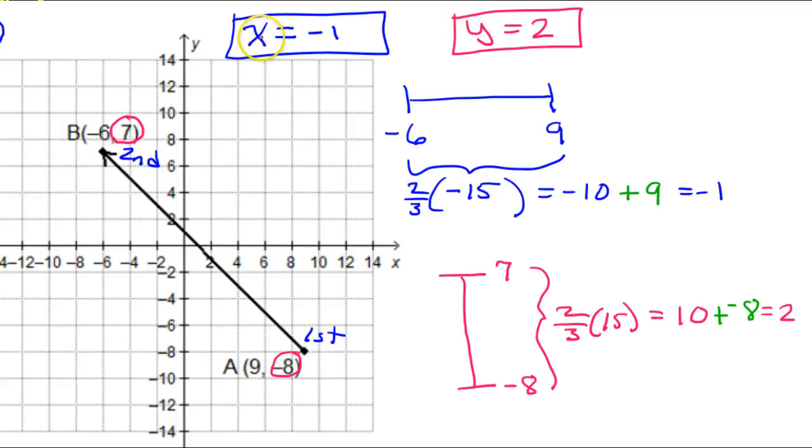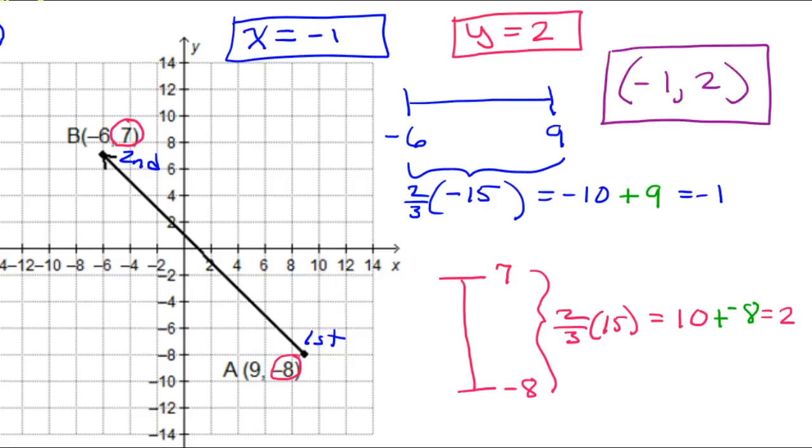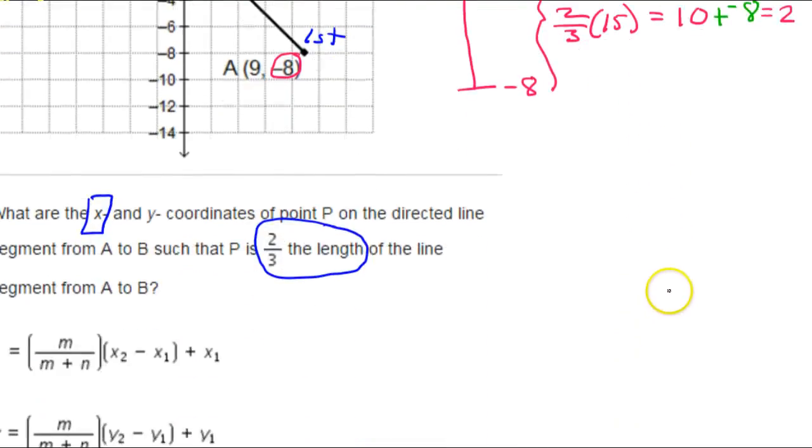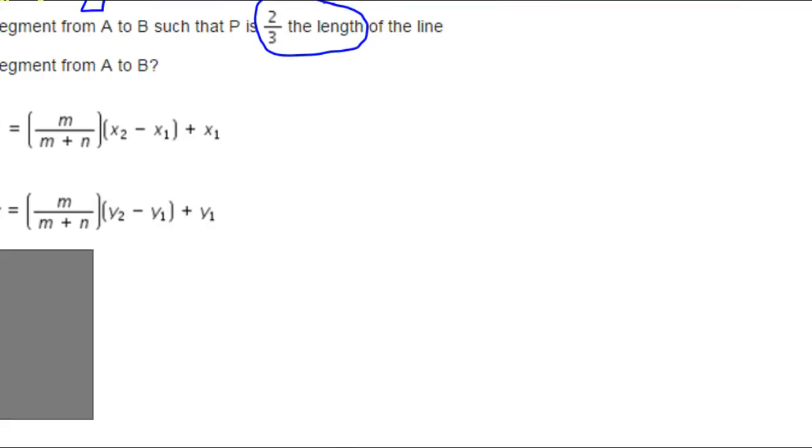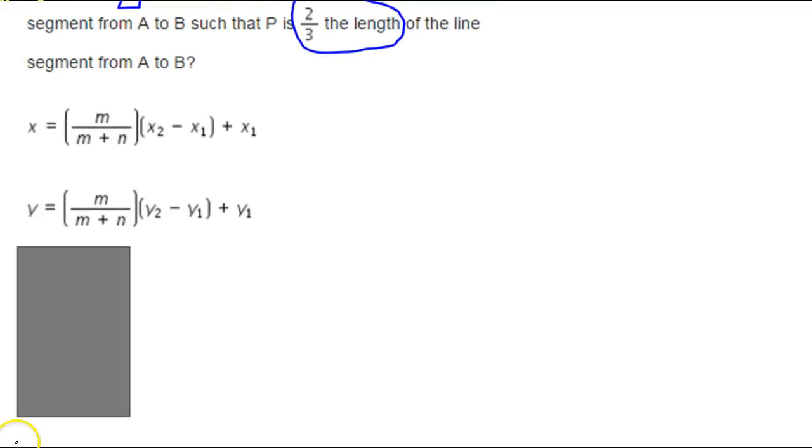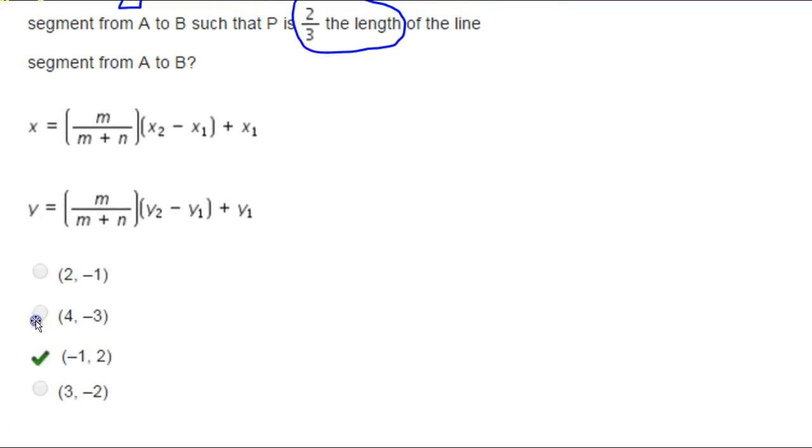So that is the x value and the y value. As an ordered pair, that's -1, 2. Let's see how we did. -1, 2. And that's how it's done.